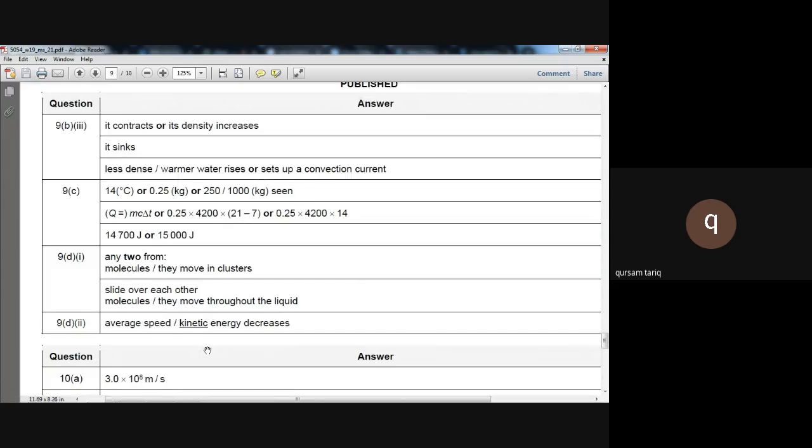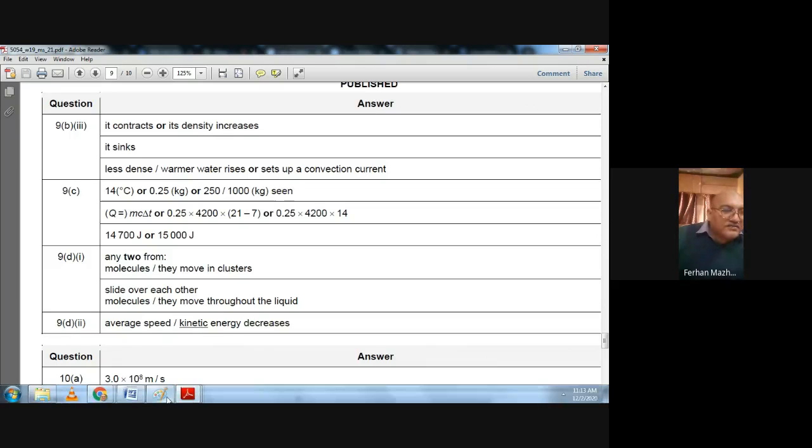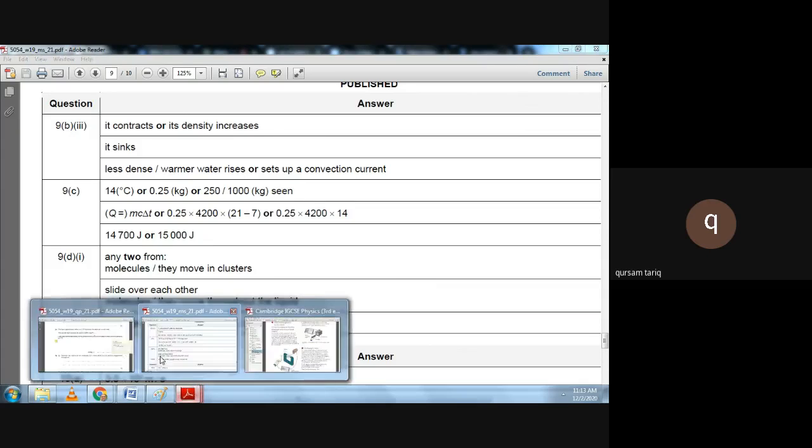Kusam, have you got it? 14700. Yes, that's the right answer. 14,700 joules is approximately 15,000 joules. So that's good. Next part.